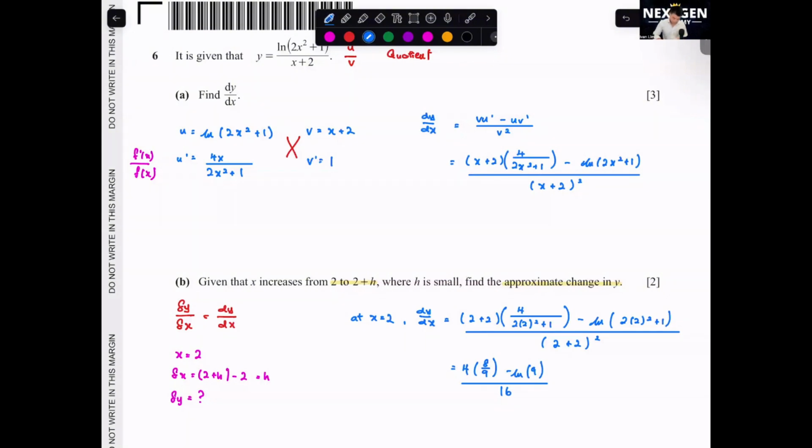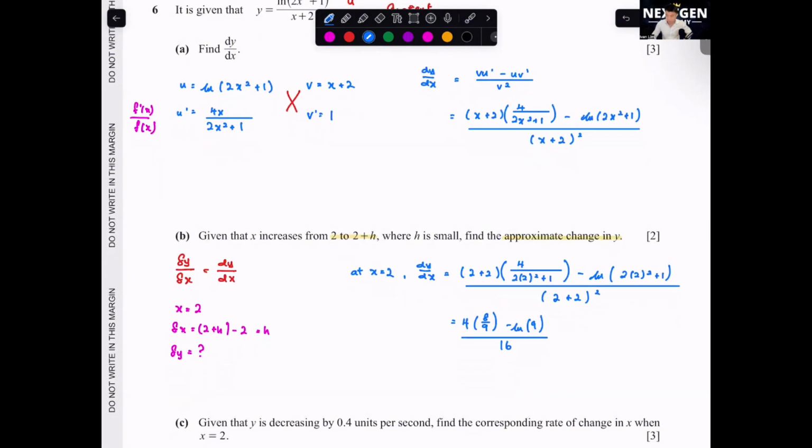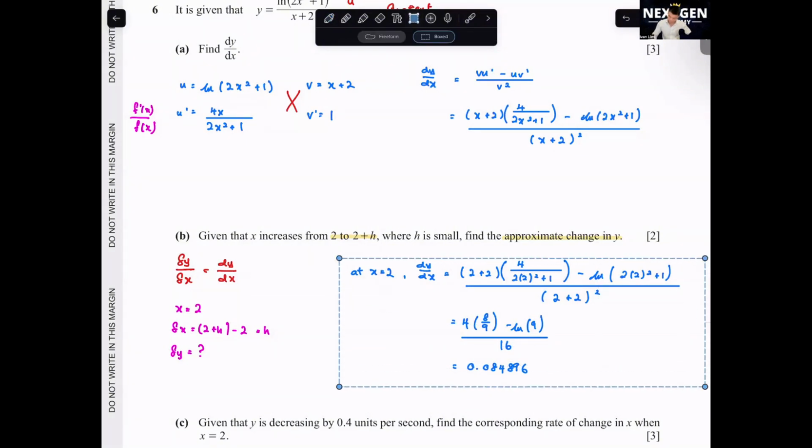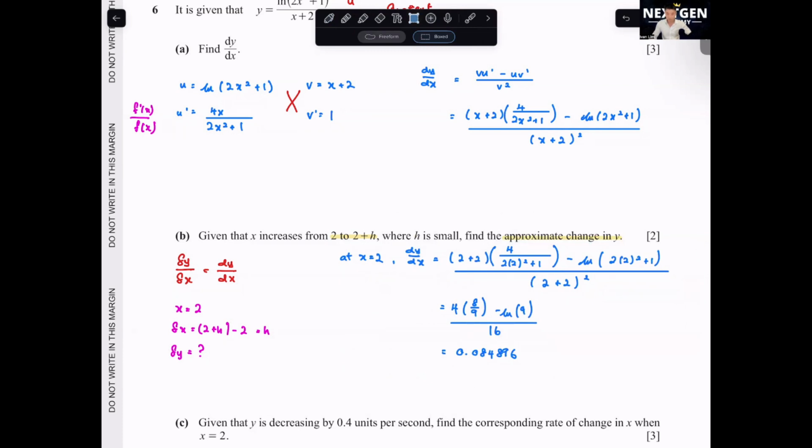Okay, from here, let's see whether we can simplify or not. Minus ln 9. This one, the value won't be very nice. You can either expand the value from here, or simplify only in the last step. It's up to you. I will write a bit more decimal places here. This one will be 0.08486. This is the dy over dx value. You don't need so many; writing 3 significant figures is enough already.